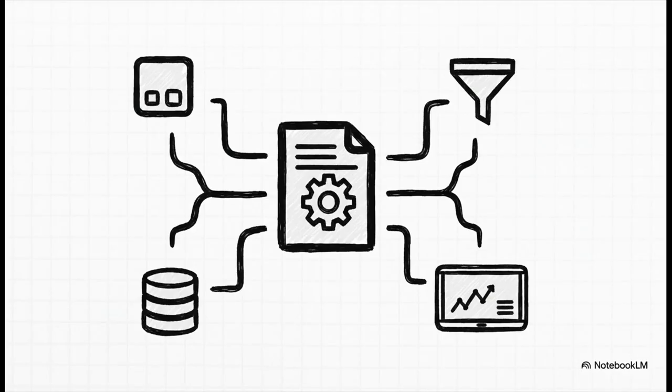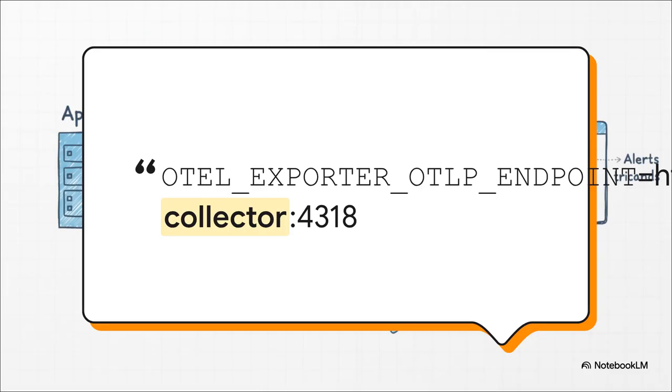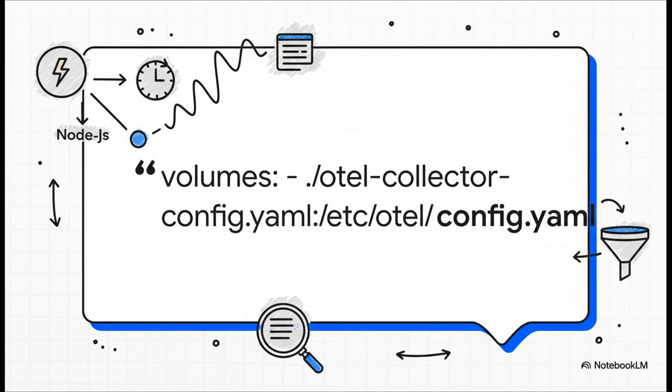First up, the Docker Compose YAML file. This is what tells all our services how to work together. Check this out. This one environment variable is the key. It points our app right at the collector. And this part, it's just telling the collector which rulebook, which configuration file to use.